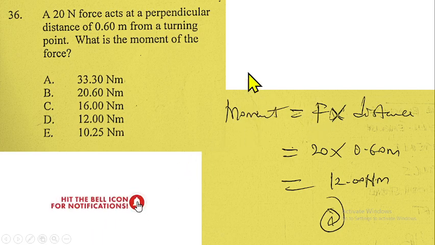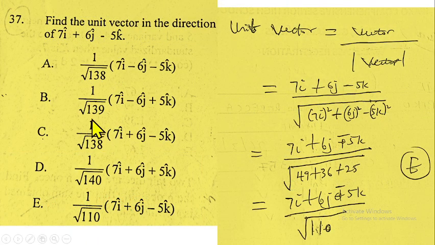Question number 37 now is the next question, and the question is from vectors. We have to find the unit vector in the direction of 7i plus 6j minus 5k. What is the unit vector? Unit vector is equal to the vector divided by the modulus, or absolute value, of the vector.